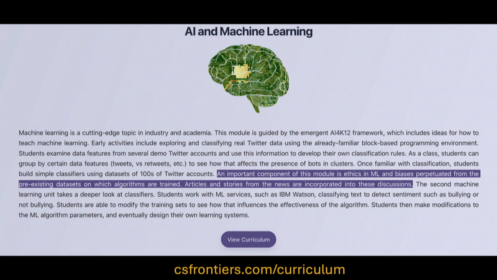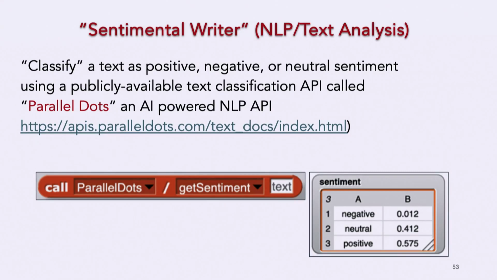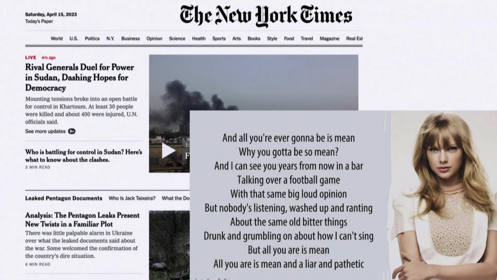The AI and ML module has as its core ethics in ML and biases, examining those perpetuated from pre-existing data sets, etc. An example project activity is this sentiment writer, where students call the Parallel Dots API, which is a natural language processing API, and it basically classifies sentiment as positive, negative, or neutral, or can classify hate speech or sarcasm and things like that. And students' final projects of choice included examining biases of New York Times articles or the sentiments of Taylor Swift's song lyrics. And how do we integrate the ethics of AI?